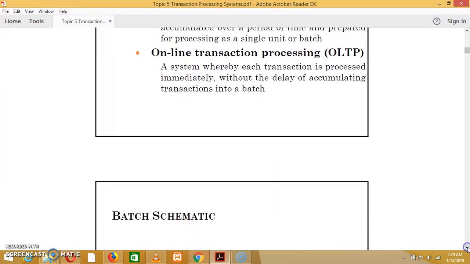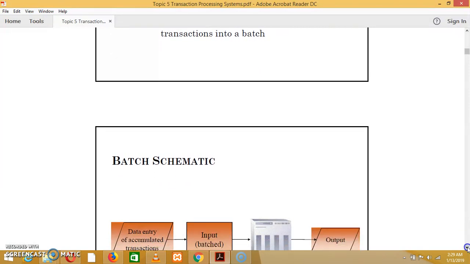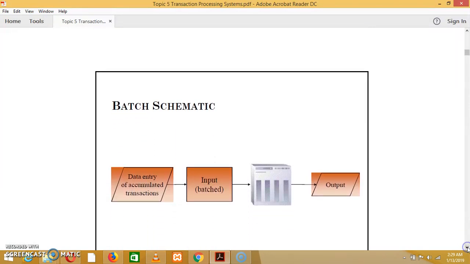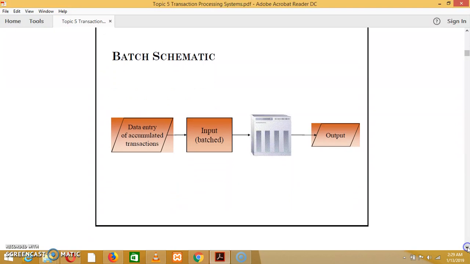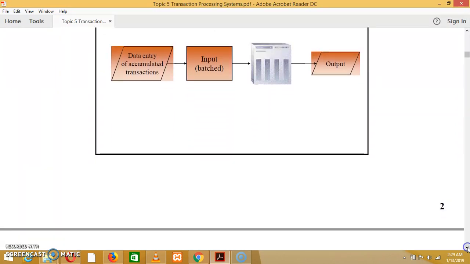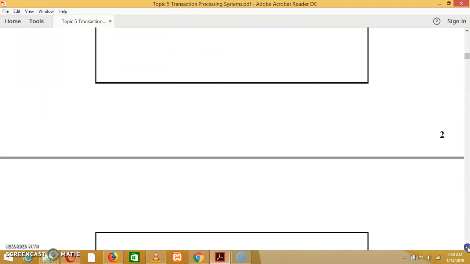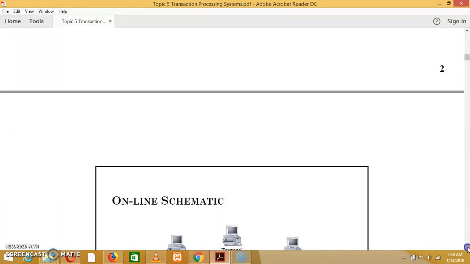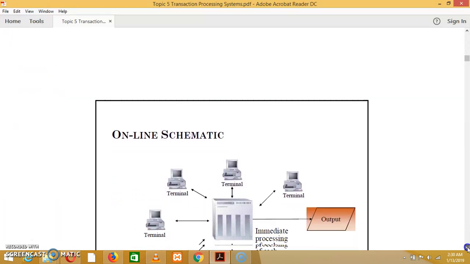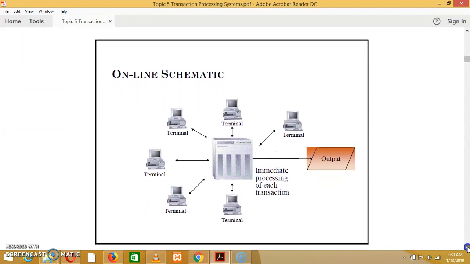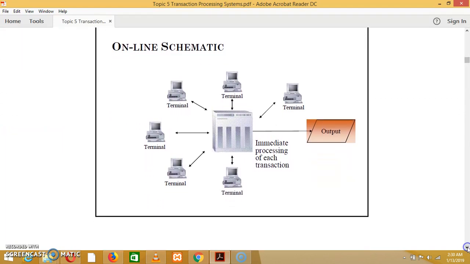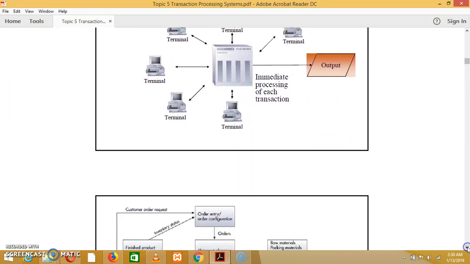Okay, let's have some more clarification on how batch works. Here we have data entry of accumulated transactions, so we accumulate them and then process them as a batch, and then we give out the output. That is for batch processing. And also we have the diagram for online transaction, where each terminal provides a transaction and it is immediately processed and the output is given out.